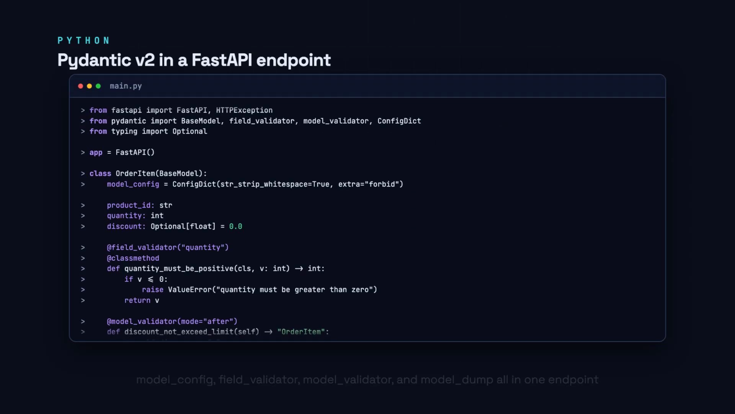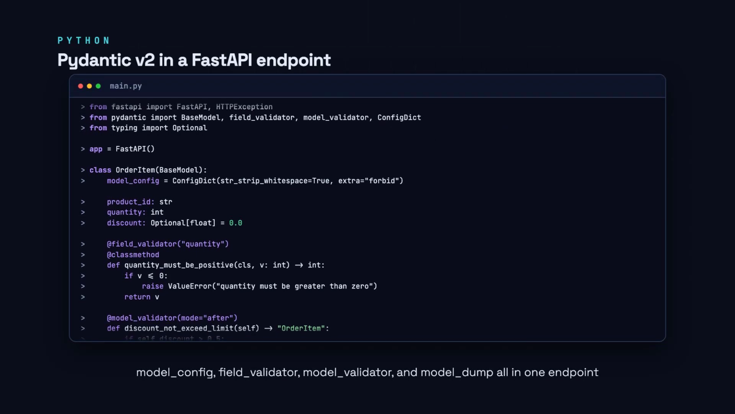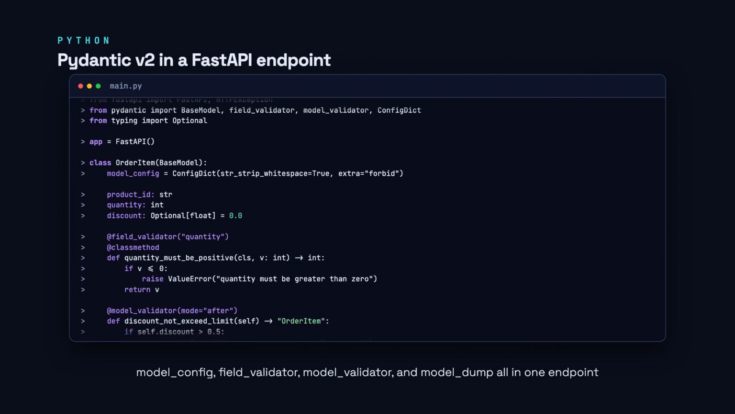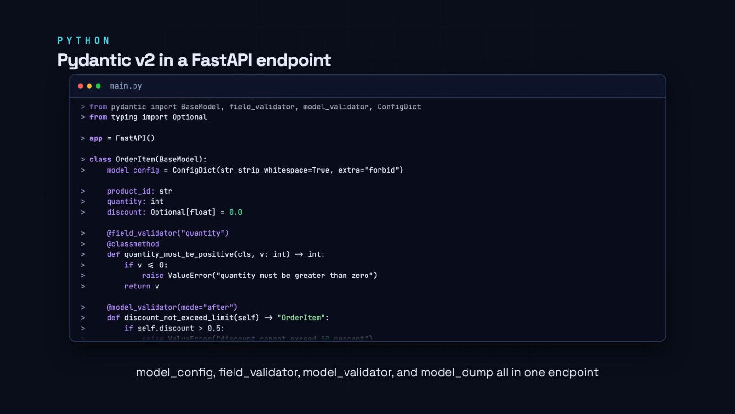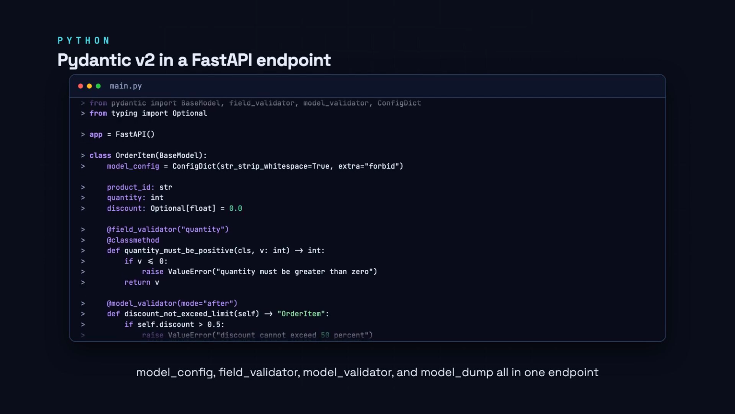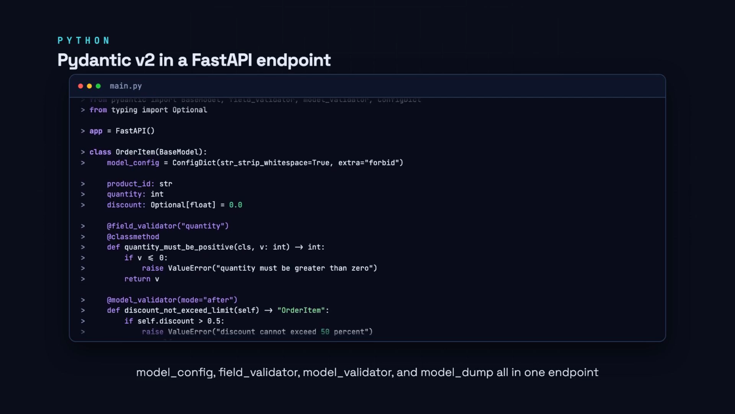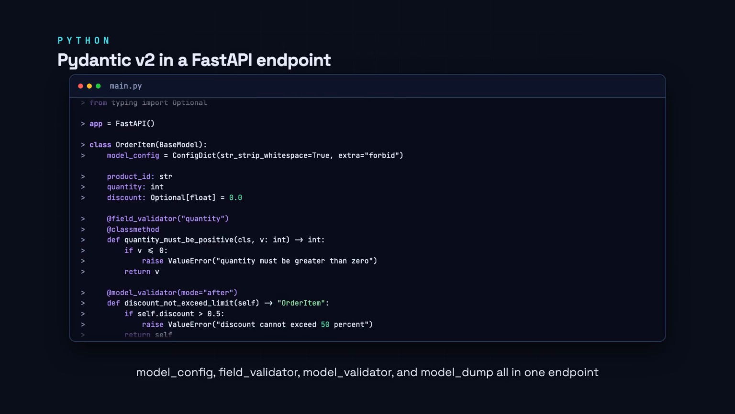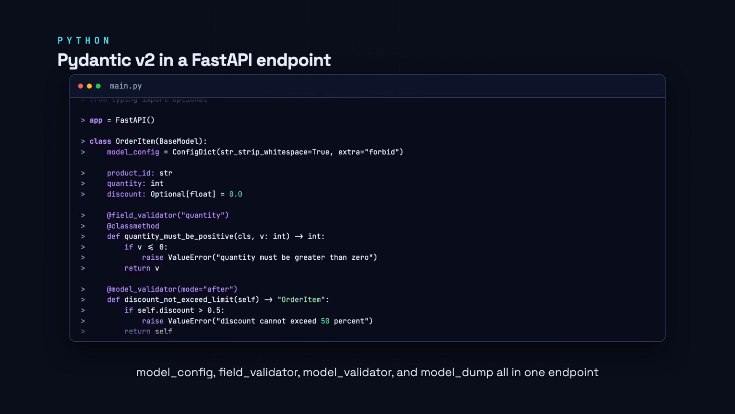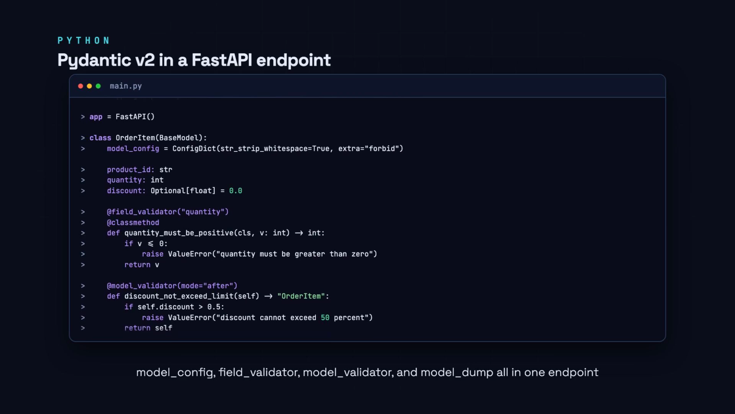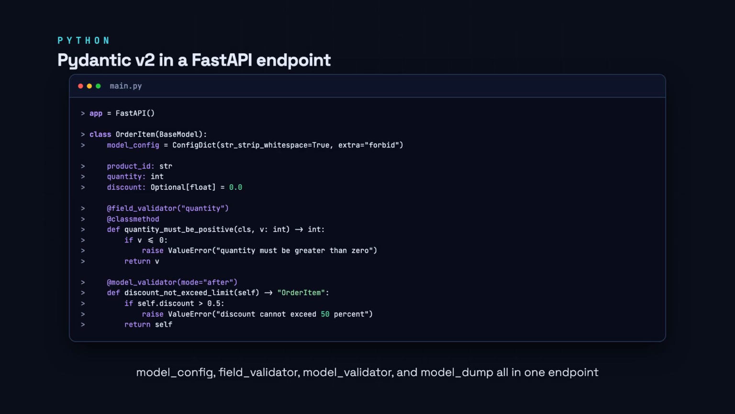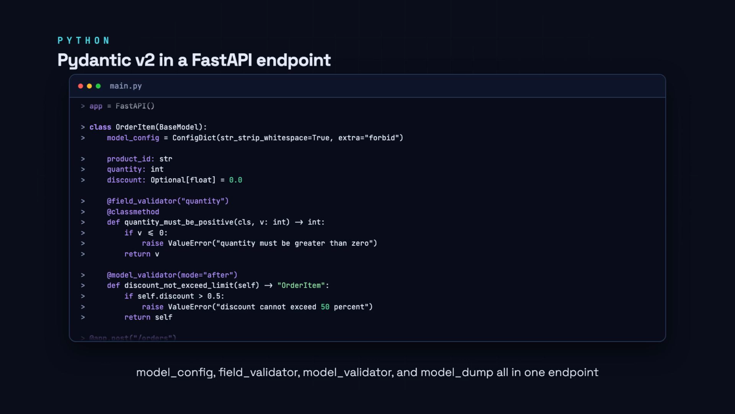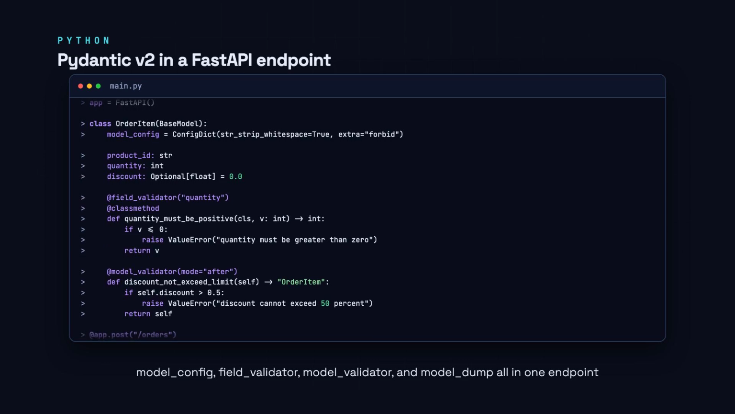Starting at the top, we import ConfigDict alongside the new validator decorators. Inside OrderItem, we set model_config equal to ConfigDict, passing str_strip_whitespace equals True, so leading and trailing spaces are removed automatically, and extra equals forbid, so unexpected fields are rejected rather than silently ignored. The field_validator decorator targets the quantity field. It is a class method, receives the raw value, and raises a ValueError if quantity is 0 or negative. Otherwise, it returns the value unchanged.